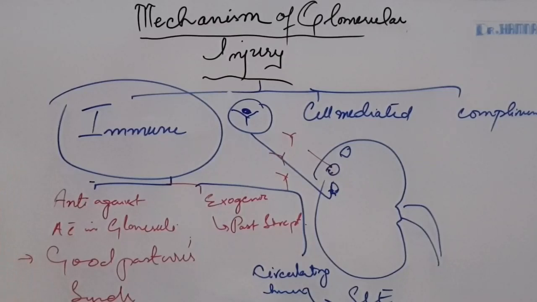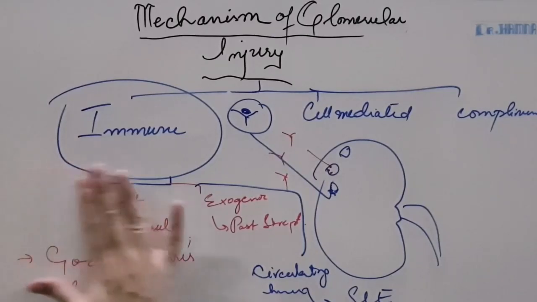The third mechanism was that immune complexes were already formed in the circulation and they could not pass through the basement membrane of the glomeruli, and they deposited there and started causing damage. And the main example of this is SLE. So these are three main mechanisms.